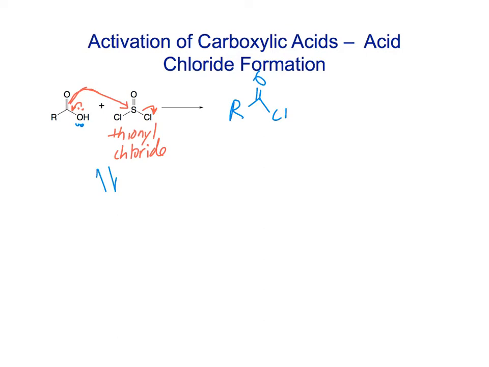Okay, so let's figure out what we're going to actually get. This oxygen is now going to be attached to the sulfur, and the sulfur has one chlorine left on it. The other oxygen is now going to be protonated like this. In the second step, we're going to make this neutral, and so we're just going to use chloride to deprotonate this position.